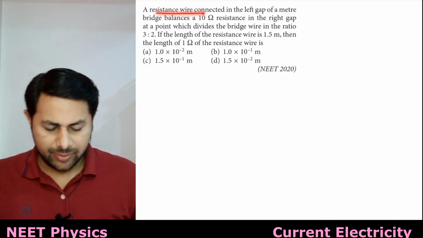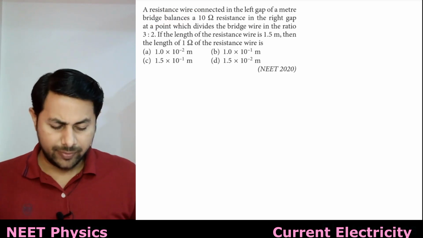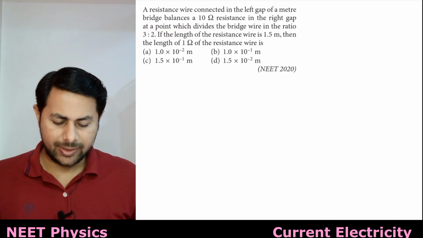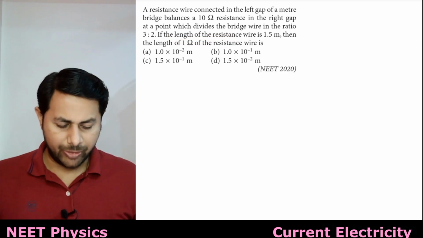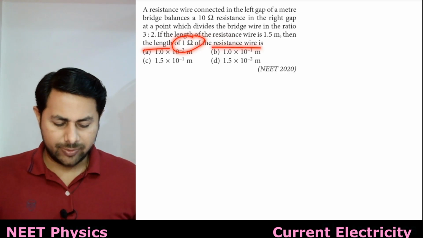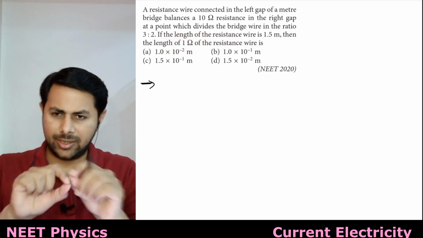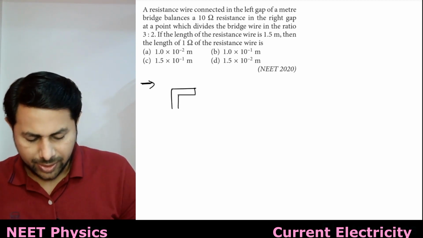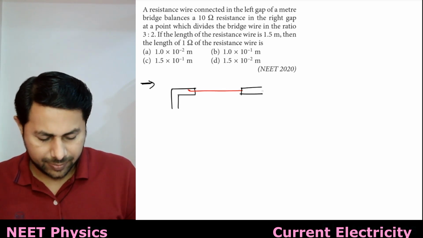A resistance wire connected in the left gap of a meter bridge balances a 10 ohm resistance in the right gap at a point which divides the bridge wire in the ratio 3:2. If the length of the resistance wire is 1.5 meter, then the length of 1 ohm of the resistance wire is, okay, so what does it say? It says that there is a wire connected in the left gap of the meter bridge. It will have some resistance.